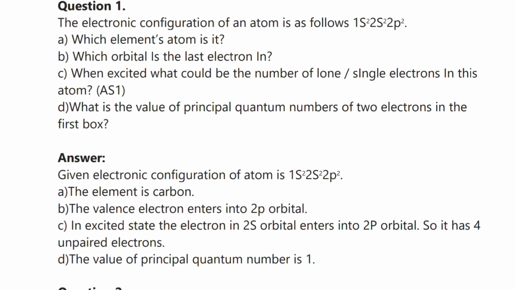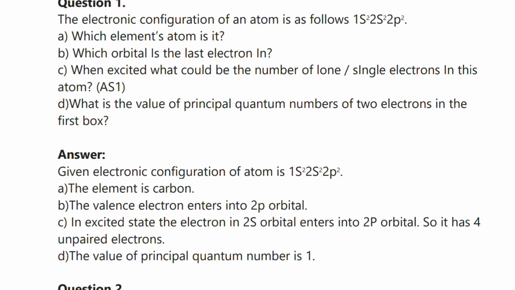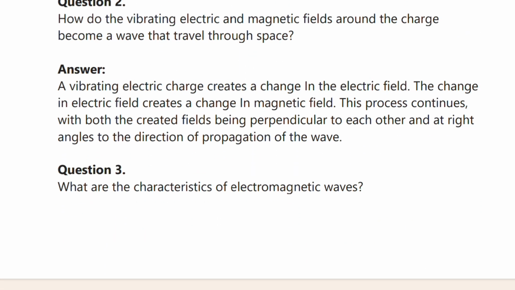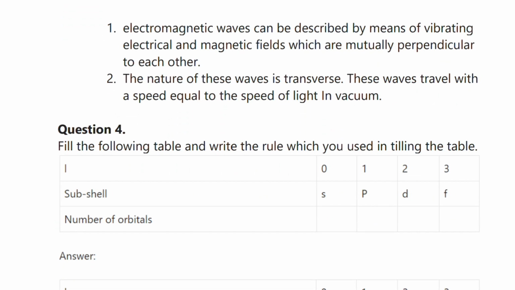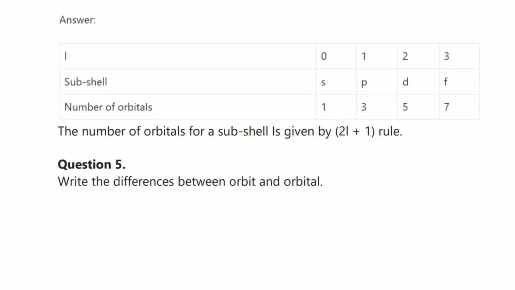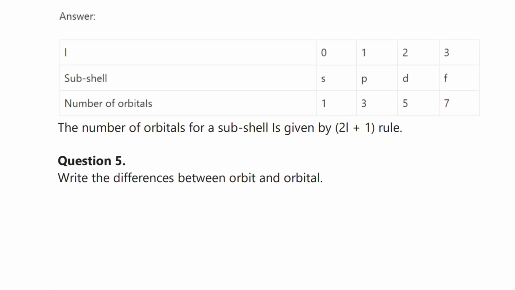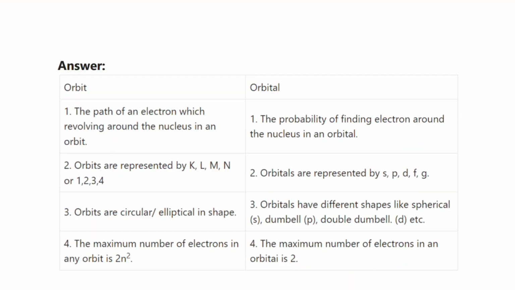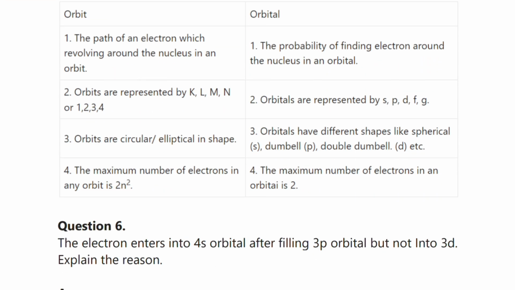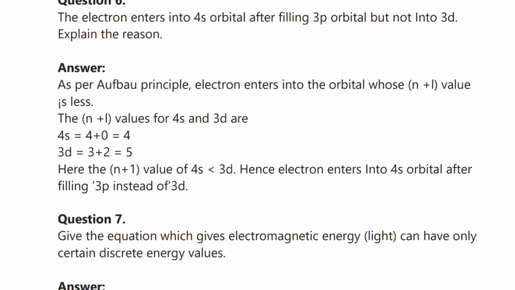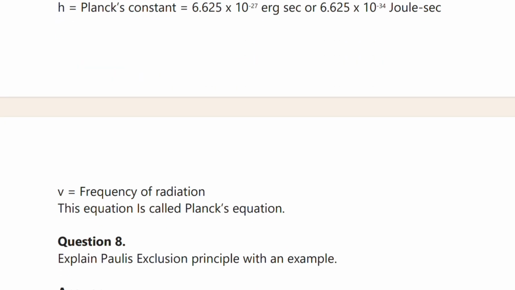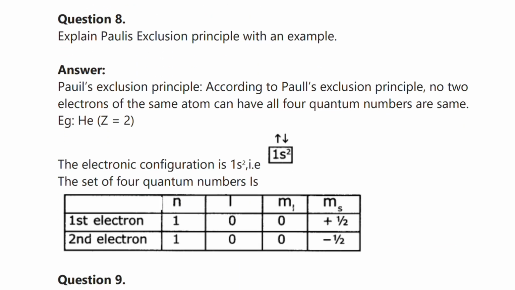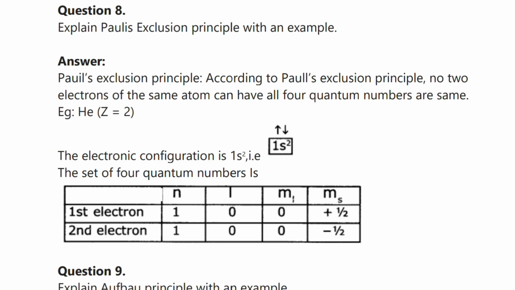You can see question number 1, and the answer is here. Then the 2 mark question, answer. Then after that the 3 mark question, and the answer is here. And then the 4 mark question, and the answer is here. That's the 5 mark question, and the answer is here: difference between orbit and orbital. Then question number 6 is here, and then the answer; question number 7 here, and that's the answer. Question number 8 you can see: explain the Pauli exclusion principle, write 10 examples.